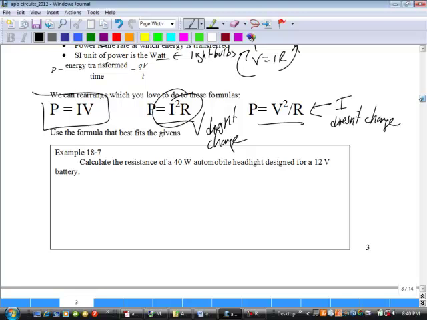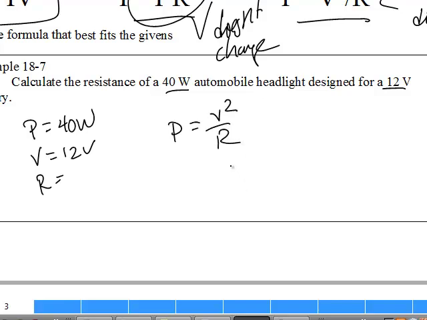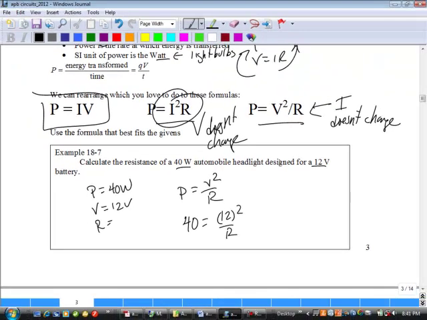Calculate the resistance of a 40-watt automobile headlight designed for a 12-volt battery. Power is going to be 40 watts. The potential, 12 volts. I'm looking for the resistance. Which equation has those variables associated with it? Hopefully you can see. Power is going to equal V squared over R. And so we will plug it into the equation and be able to solve that for R. When I do the math, I get 0.36 ohms if I did it right.